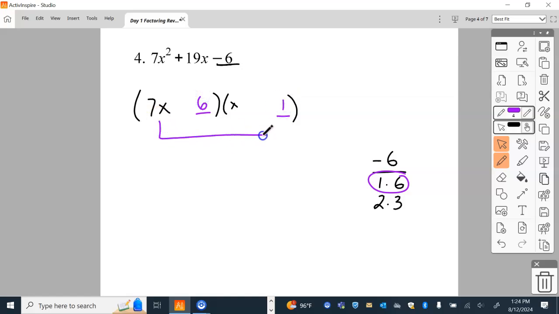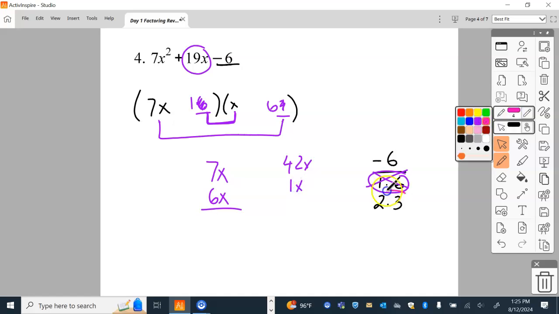So it's outside times outside, 7x times 1, and inside times inside, so 6 times x. Oh, there is no possible way for 7x and 6x to end up as 19x. So instantly you know that those factors aren't going to work, right? Even if you tried them the opposite way, 1 and 6, you'd end up with 42x and 1x. So we know, again, that 2 and 3 have to be our answer.